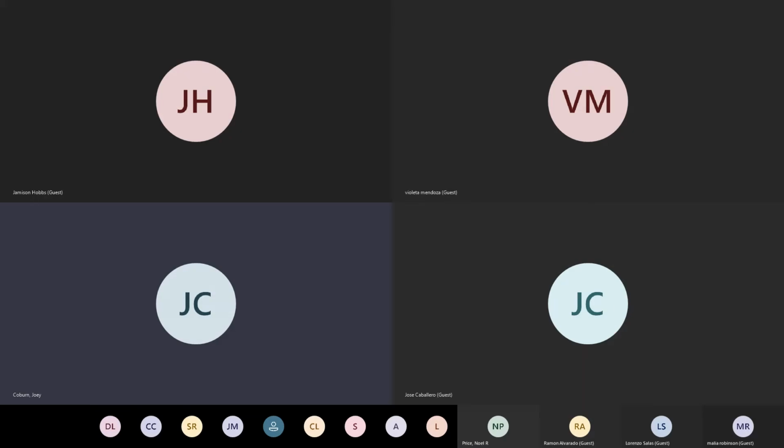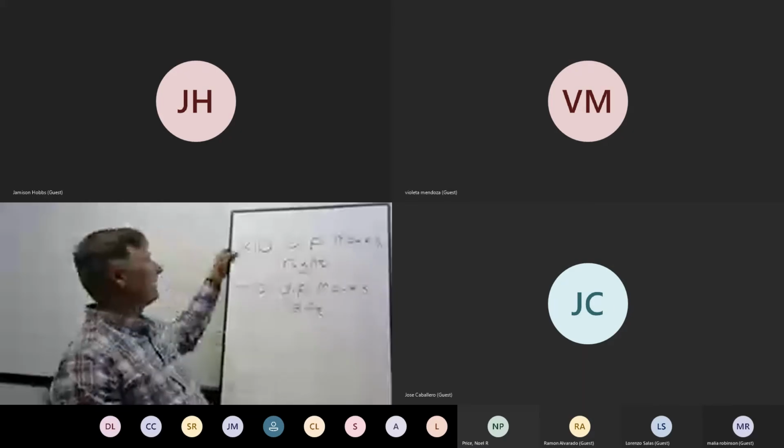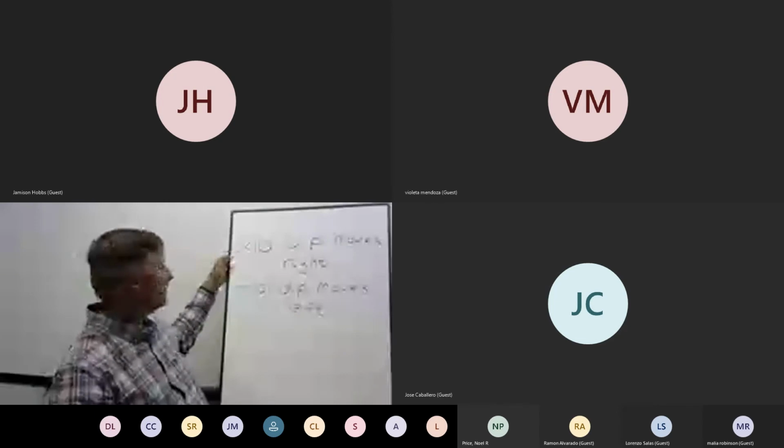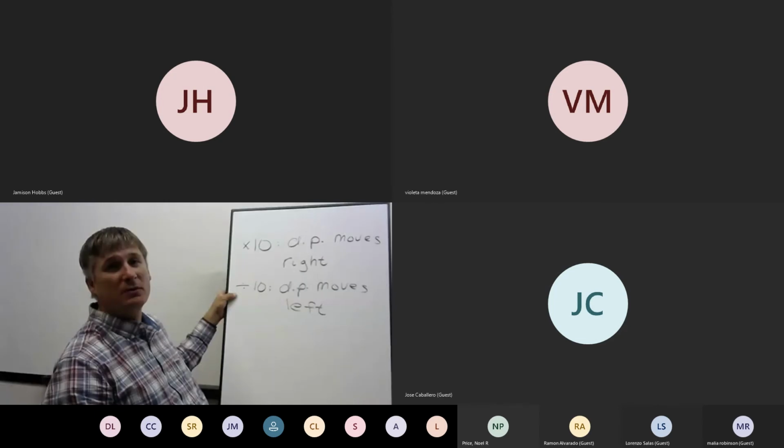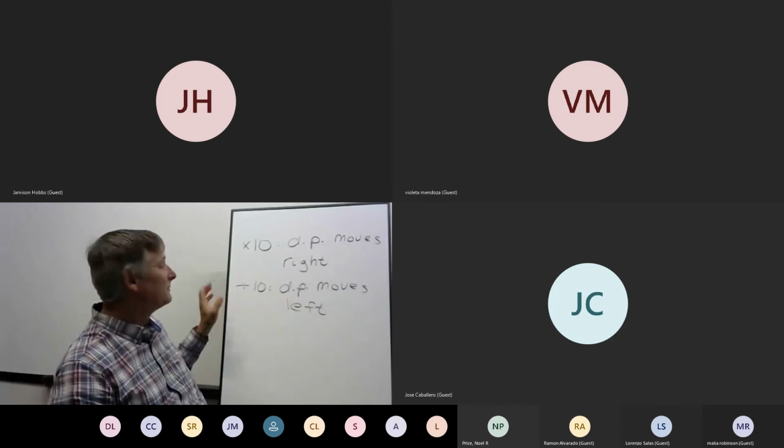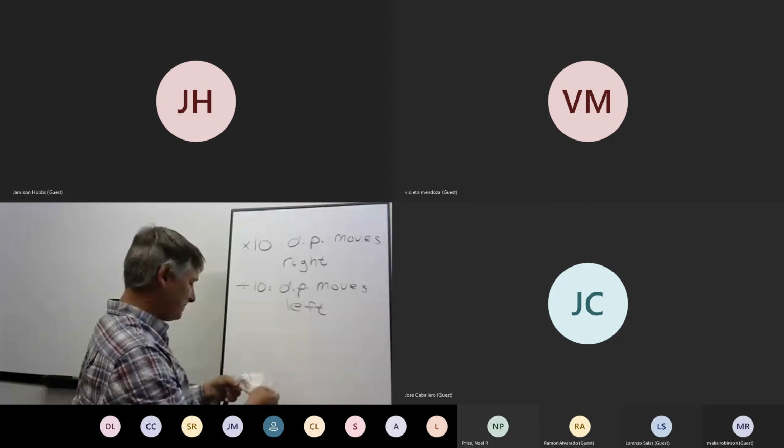So multiplying by 10 will move the decimal to the right. Dividing by 10 moves the decimal to the left. So what's going to happen?